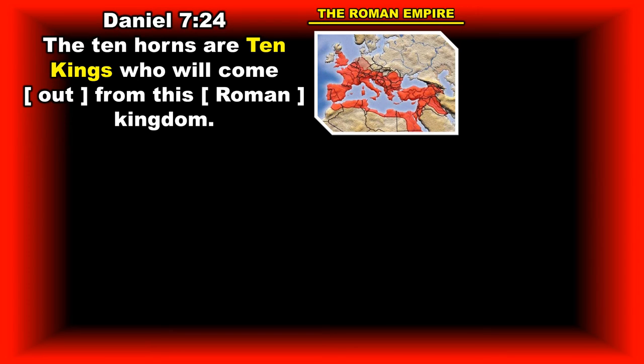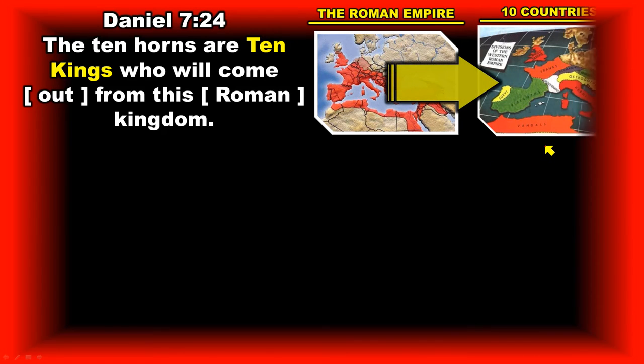The 10 horns are 10 kings who will come out of this kingdom. That's in Daniel 7:24. So this kingdom here, this is the Roman Empire that I just showed you. Out of that Roman Empire eventually came 10 countries. And these are a list of the 10 countries. I'll cover a little more of this in a moment here. So the 10 kings are 10 countries.